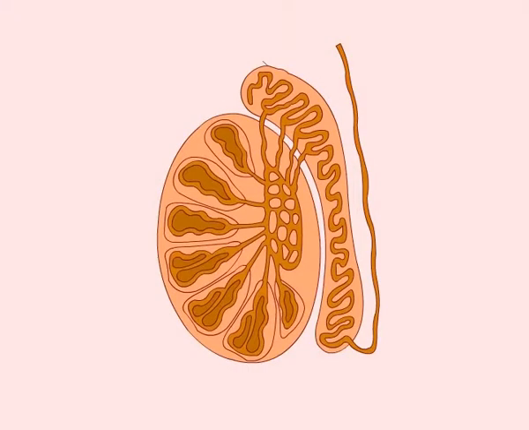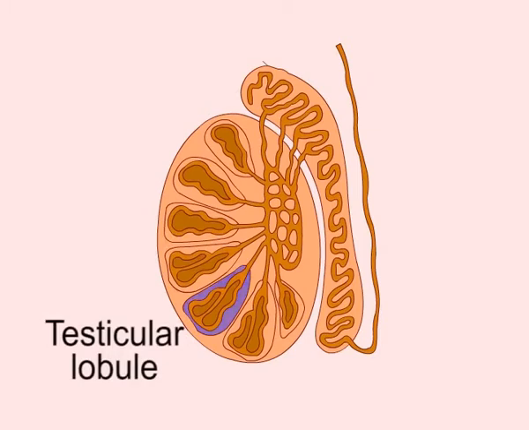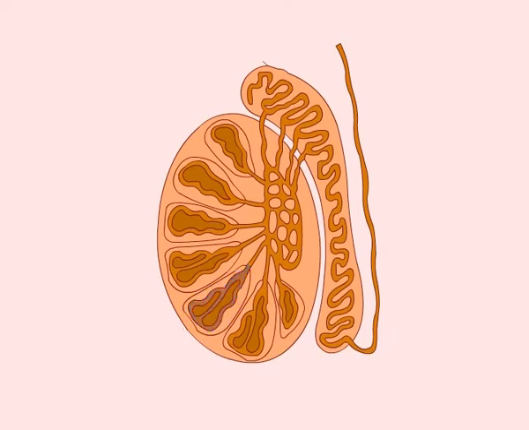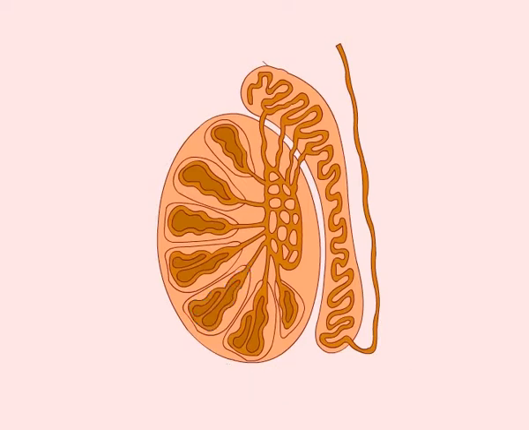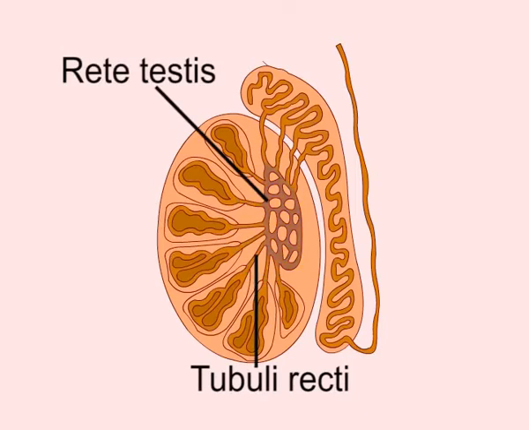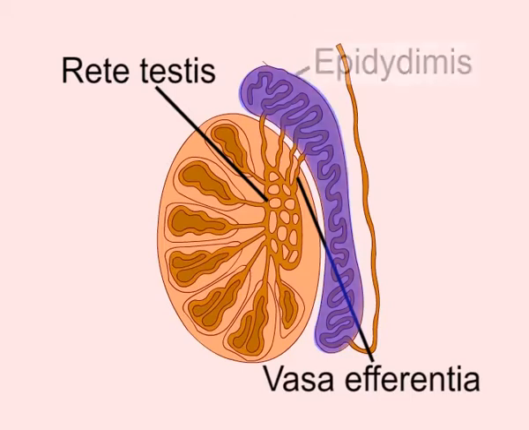Each testis is formed of numerous small lobules known as testicular lobules. This is one testicular lobule. Each testicular lobule contains highly coiled tubes known as seminiferous tubules. Each seminiferous tubule is around 70 to 80 centimeters long. Seminiferous tubules join to form some straight ducts called tubuli recti, which enter a network of channels called rete testes. Some fine tubules called vasa efferentia connect rete testis with epididymis.